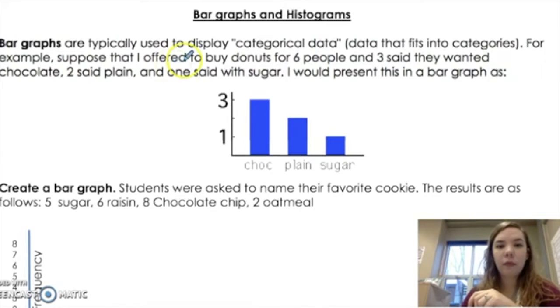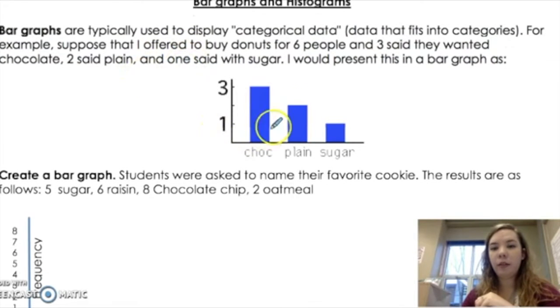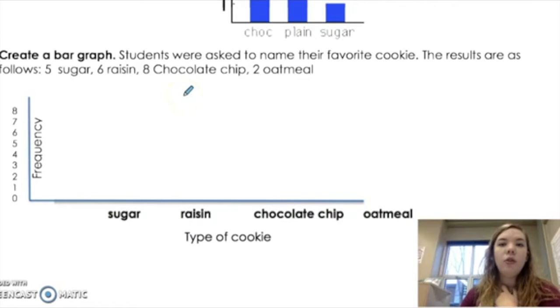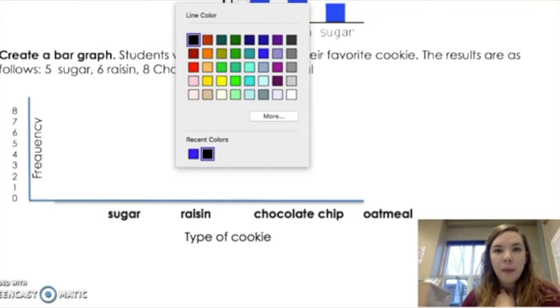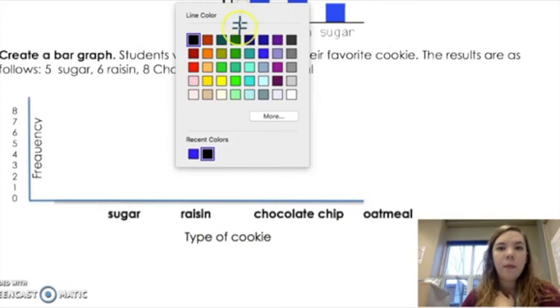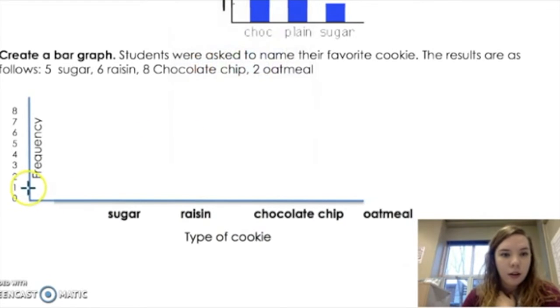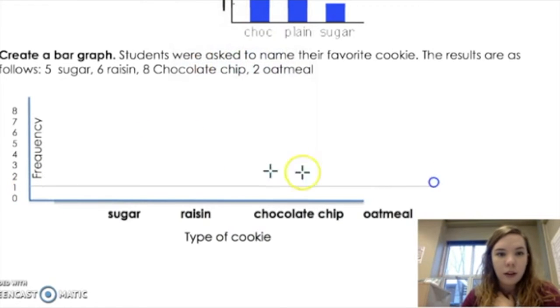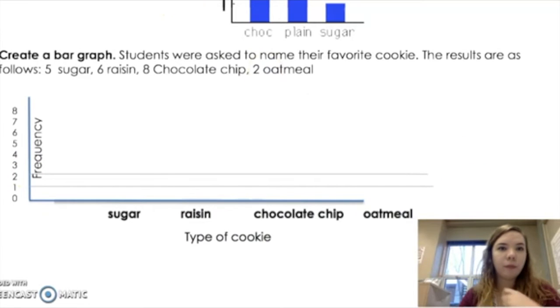Okay. So here in this example, they're talking about different types of donuts. Students were asked to name their favorite cookie. The results are as follows: 5 sugar, 6 raisin, 8 chocolate chip, and 2 oatmeal. Okay, it might be helpful here. In fact, I'm going to go ahead and draw in some light lines for my different numbers, because as you go across, it's harder to keep them all the same.